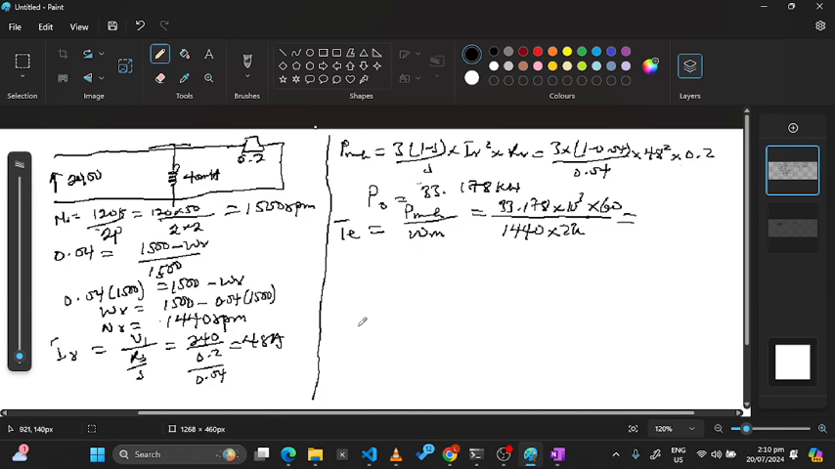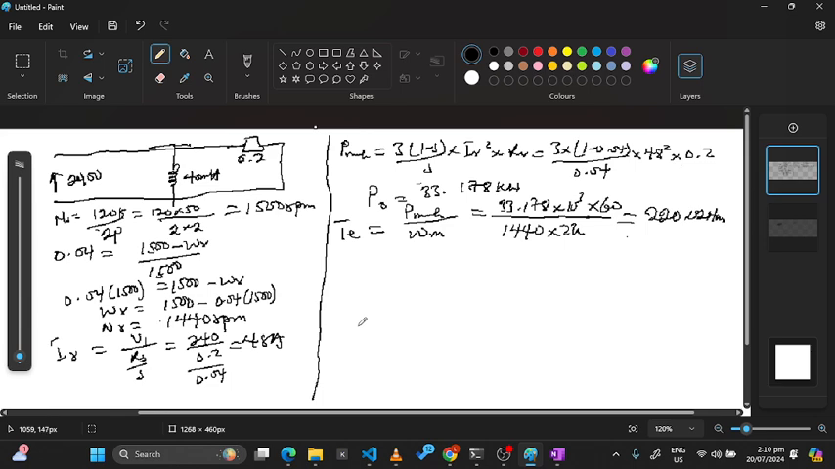Okay, so this should give you 1.382, sorry, this should give you 220.02 Newton meters.